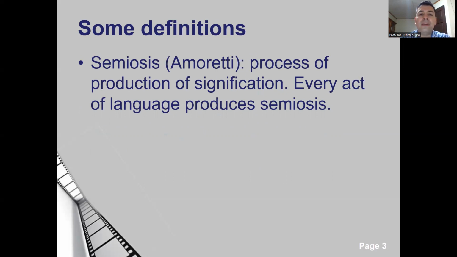Semiosis, according to Amoretti, is a process of production of signification when something means something else, and at that moment semiosis is taking place. Every act of language produces semiosis. So what I'm doing right now is semiosis because I'm using language. I'm using sounds that you can perceive through your ear. I'm also using hand gestures that are another way of communicating, and you can understand those hand gestures and sounds, and meaning is produced. So semiosis is taking place right now.